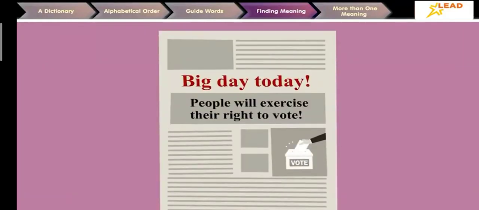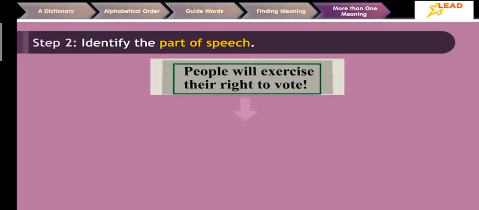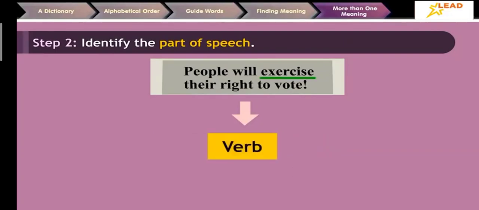As we don't know which meaning for exercise suits this sentence, let's try out these 4 steps. Aryan, let's read this sentence together. People will exercise their right to vote. In this sentence, to exercise their right means to do something, which in this case is vote. So here, exercise is a verb.